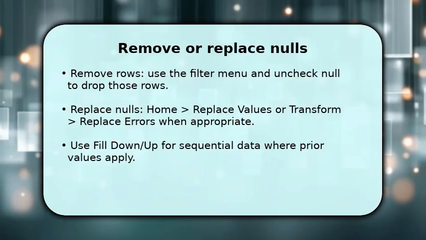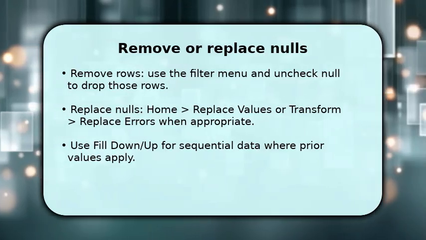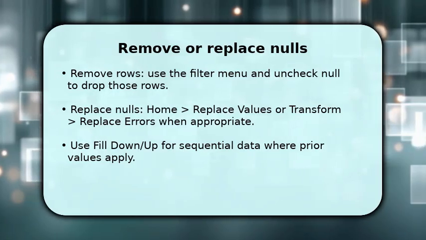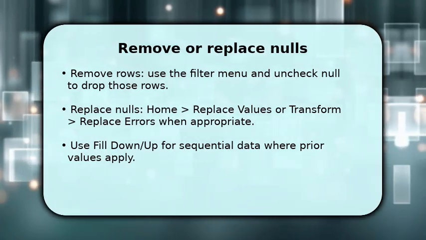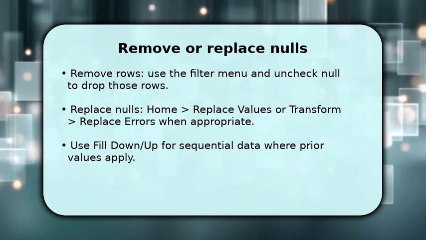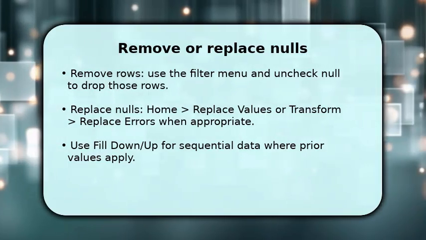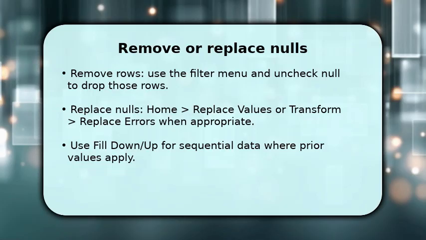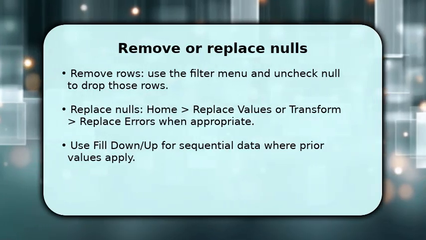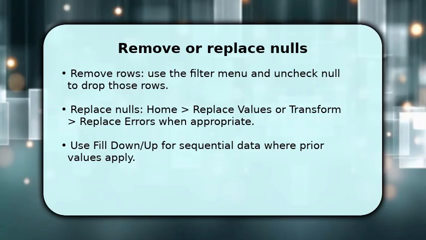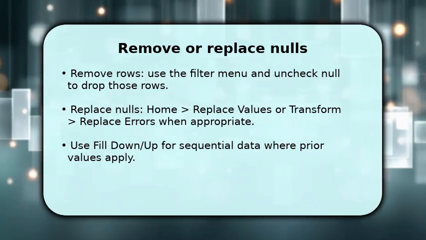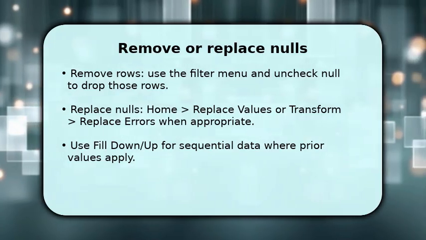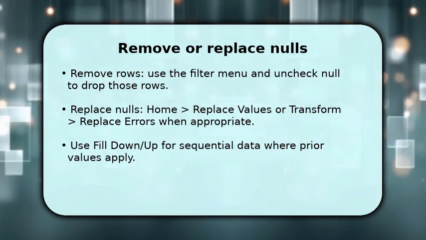You now perform the core transformation. If you choose Removal, open the column filter, uncheck Null and apply. This deletes rows with null in that column. If replacement is better, use Replace Values from the Home or Transform ribbon and enter the substitute value. For errors, use Replace Errors. For time series or sequential data, use Fill Down or Fill Up to propagate nearby values into nulls. Once done, review the query preview to ensure changes match your expectations before proceeding.